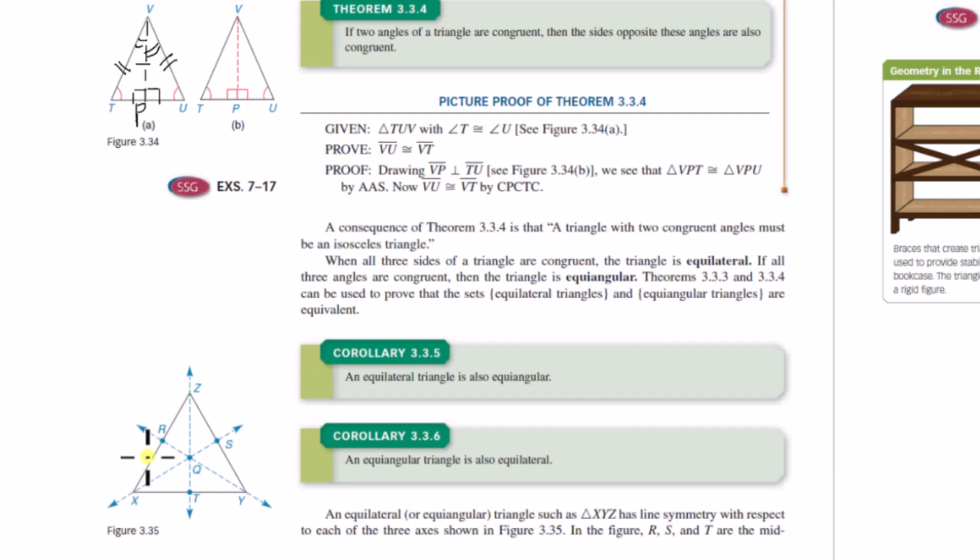So, okay, if we started with these two sides being congruent and we drew an angle bisector coming from Z, well, then there you go. That means that the angle bisector is the median, is also the perpendicular bisector, is also the altitude, right?